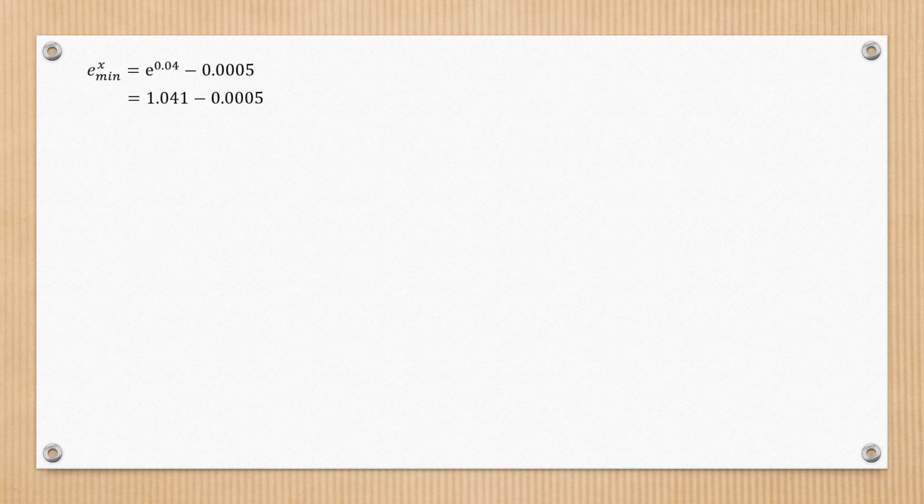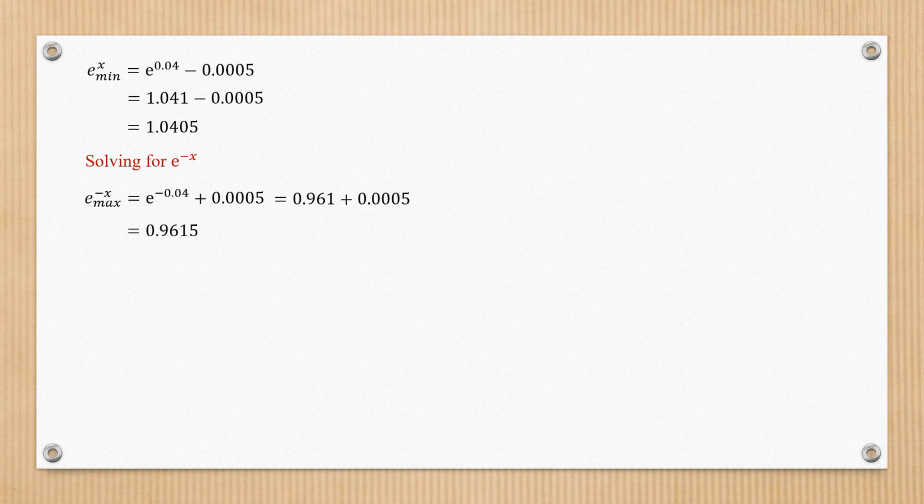Let's look at e^x min. e^x min shall be this. So I'll have 1.0405. Now let's solve for e to the power negative x. This is what I end up having. So I have 0.961 plus 0.005, of which this is what I'll have, 0.9615. So when I look at the minimum value, I'll have it as 0.9605.